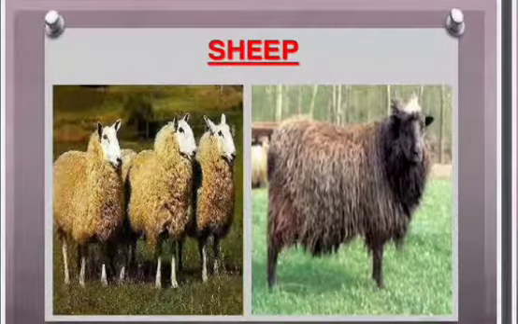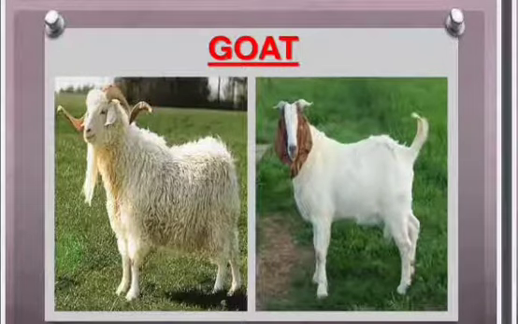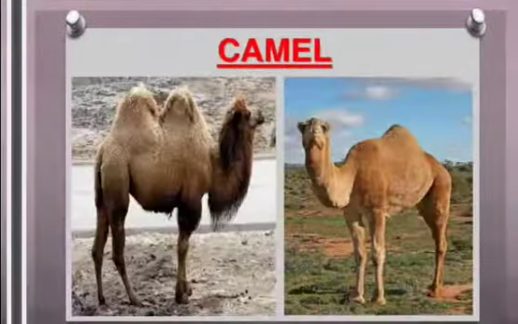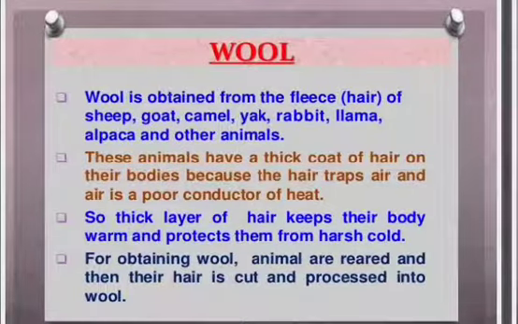It is the picture of a sheep. See the layer of fleece. This layer of fleece is converted into fabric from which clothes are made. Here is another animal, that is goat. Yak, this is also an animal source. Camel and silkworm. Wool is obtained from the fleece of sheep, goat, camel, yak, rabbit, llama, alpaca and other animals. So these are the names of animals which give us wool.